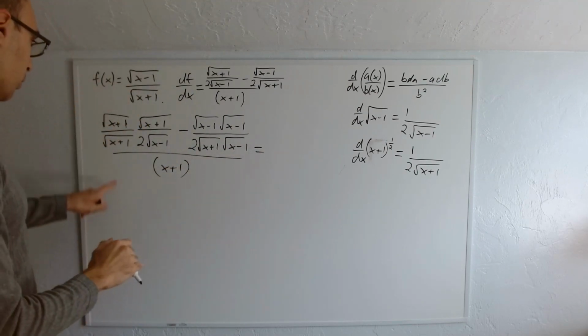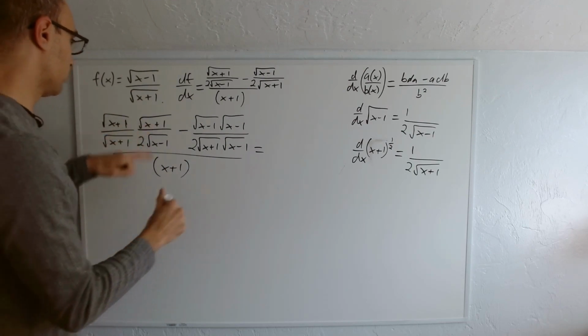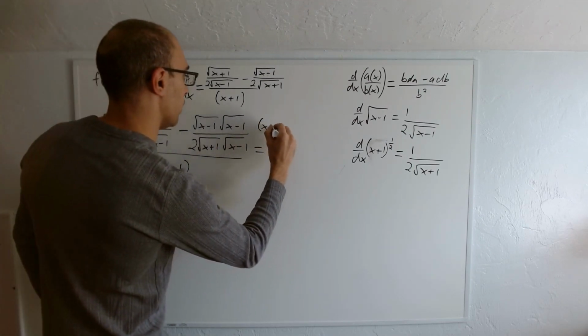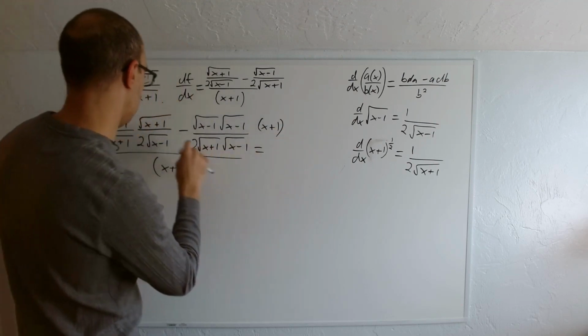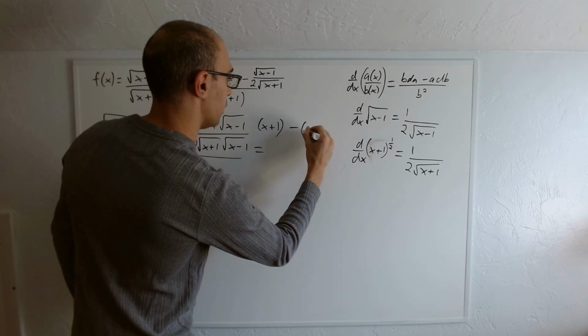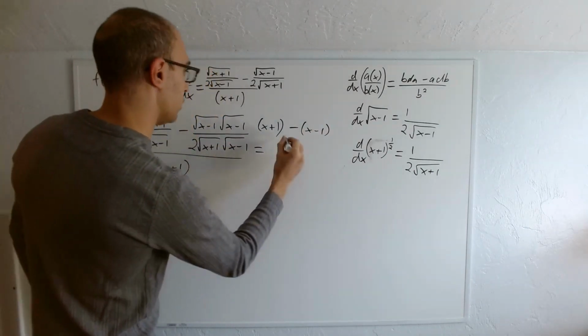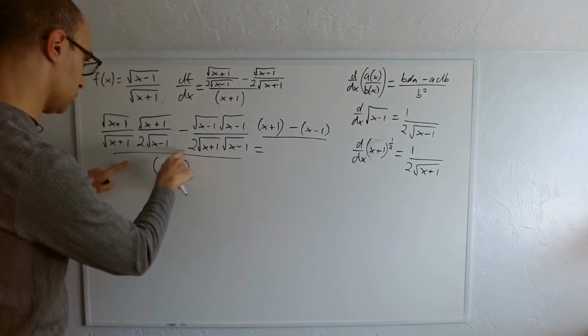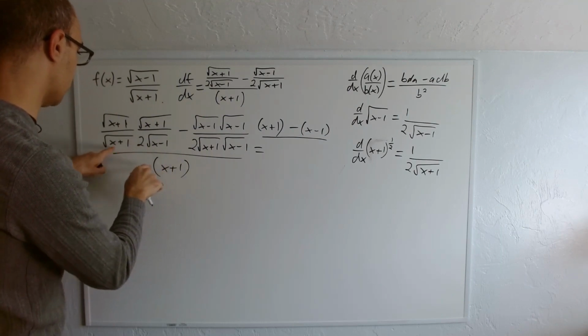Let's clean this up even more. So what we're going to get, on the top, we're going to have x plus 1, and we're going to have minus, this is x minus 1, over, now we got to multiply these out.